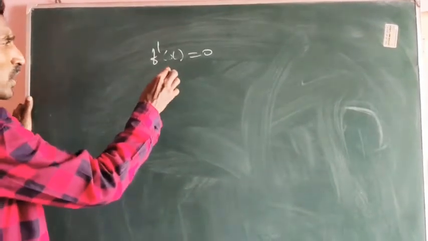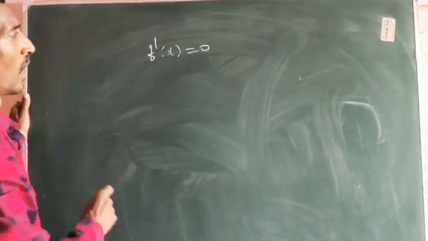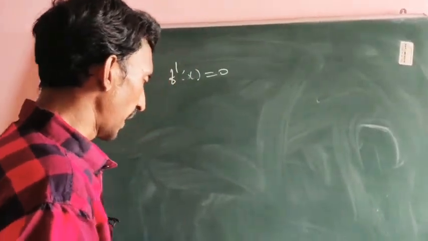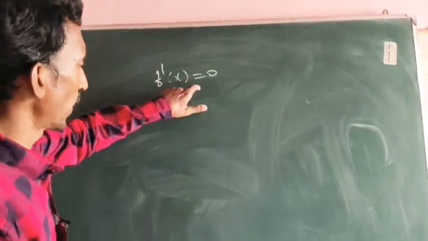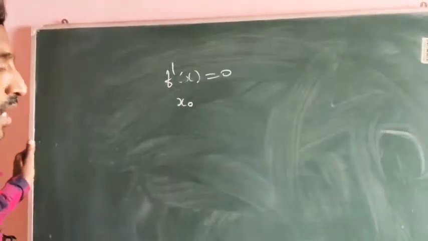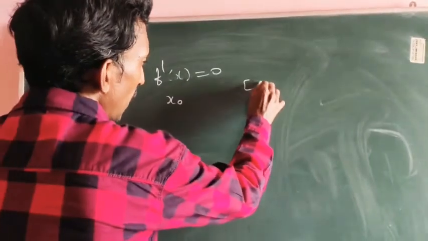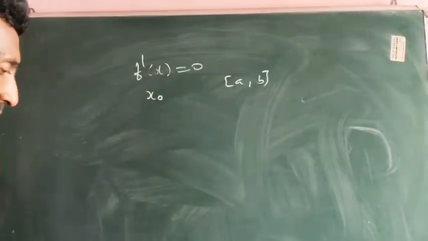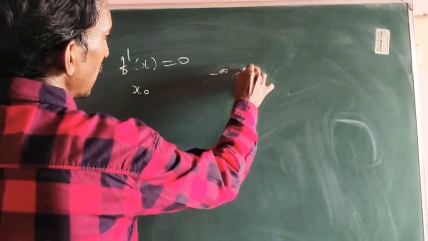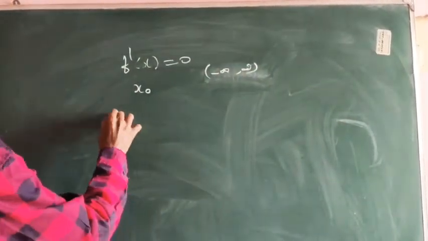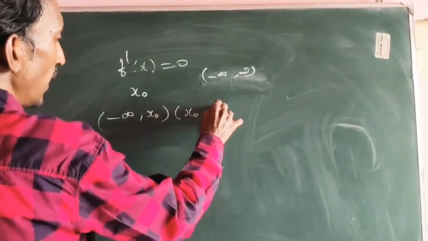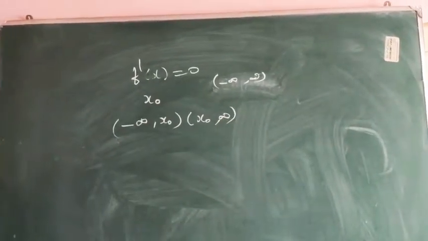Find out the critical number by equating the first derivative to 0. For example, we are getting some x naught, and the interval is some a comma b. Suppose we are discussing the real line, minus infinity to plus infinity. Divide it into 2 intervals: minus infinity to x naught, and x naught to plus infinity. It is only one example.